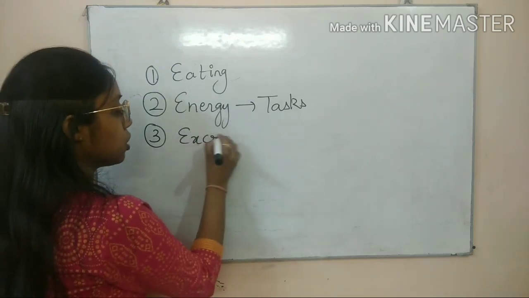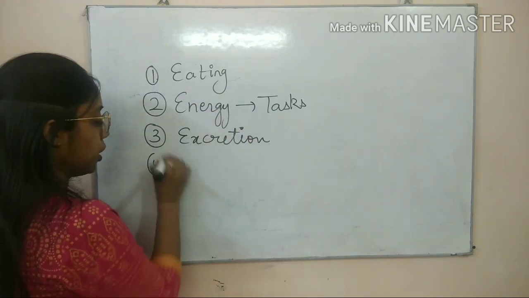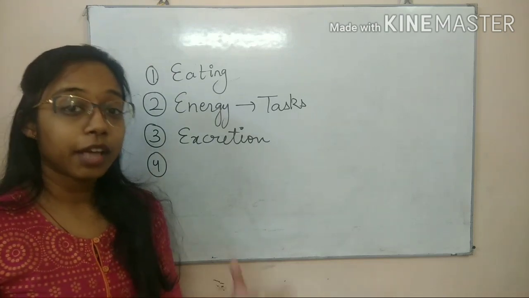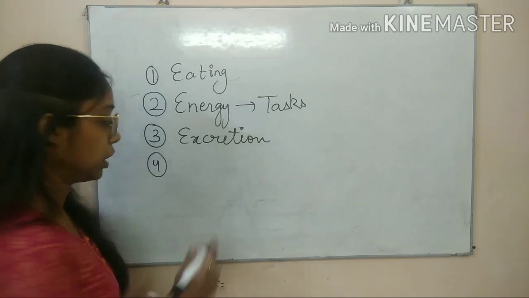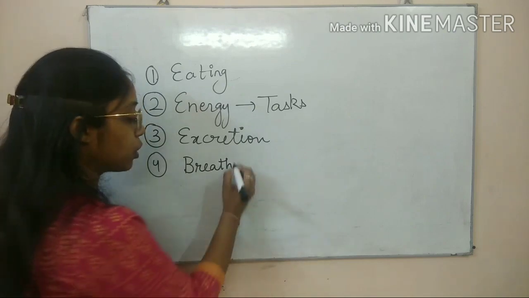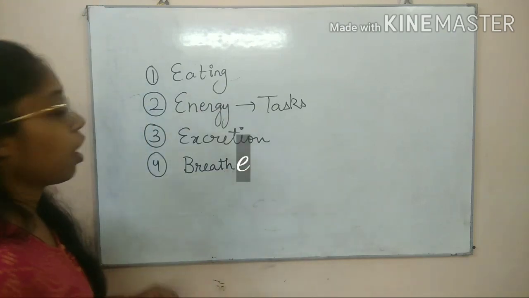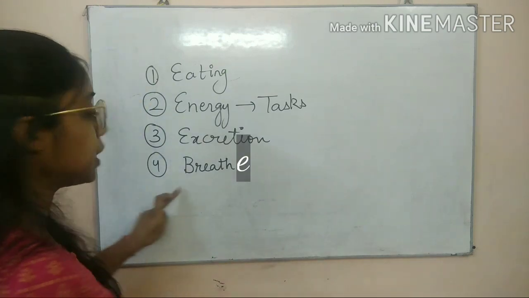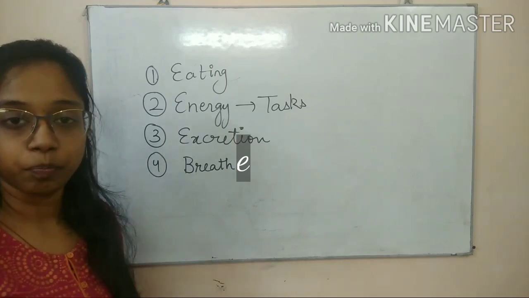So excretion is also an important part. Fourth, it is last but not the least part. If the organism is able to respire, if it is able to breathe, then also it is called a living being. So, a body or an entity which can perform all these functions on its own is called a living body.